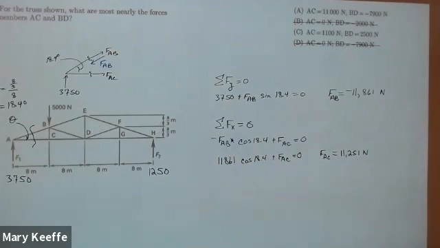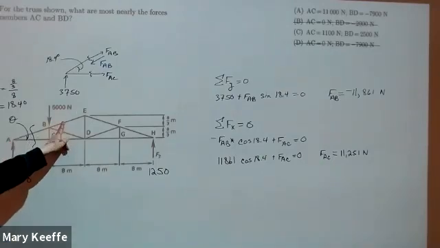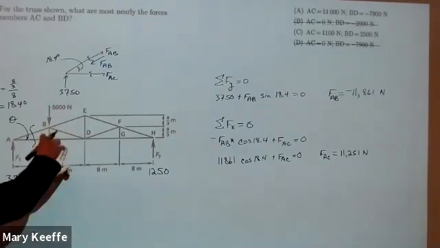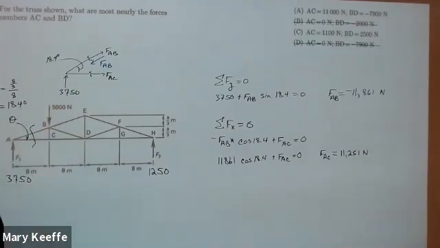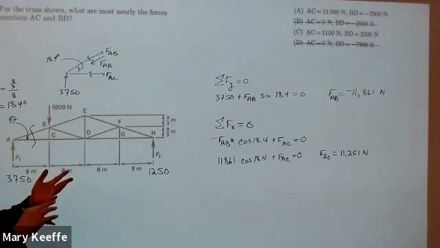So I would go with A. I could go in and figure out BD, but I don't have to. And if I wanted to figure out BD, I just do the section and I do exactly what I just did. Or I have options. I got some of the forces and some of the moments.